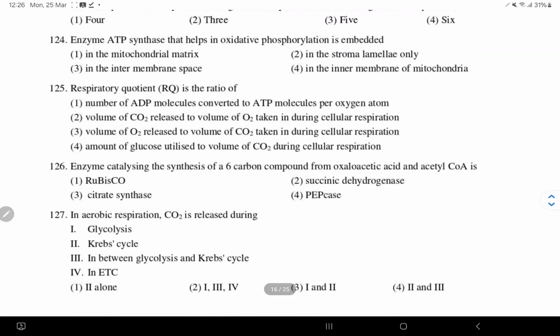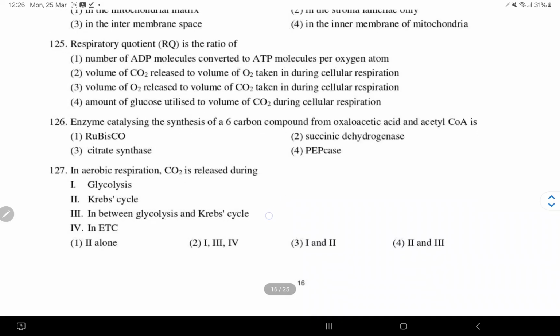Enzyme ATP synthase that helps in oxidative phosphorylation is embedded in the inner mitochondrial membrane. Inner membrane of mitochondria. Sorry, option 4 is right. The inner membrane of mitochondria.